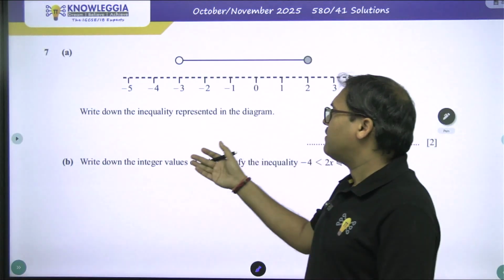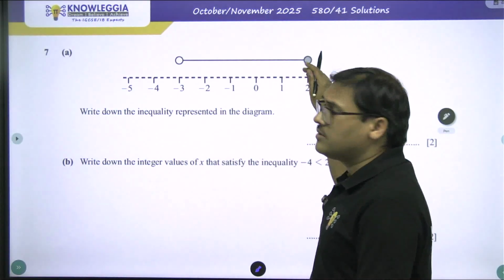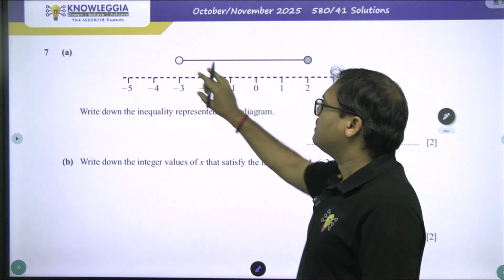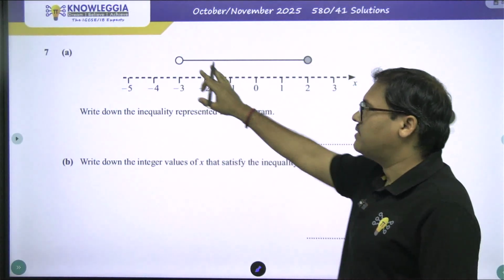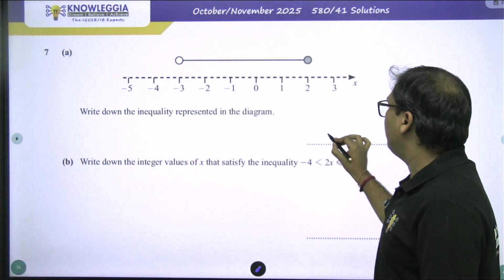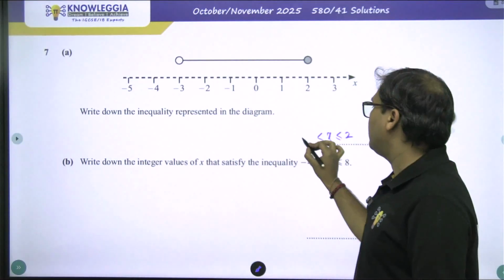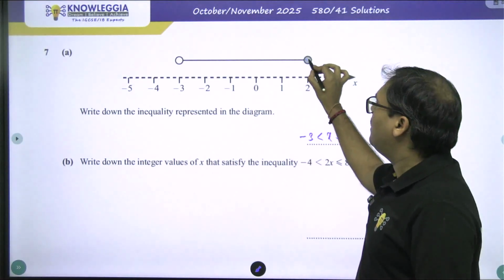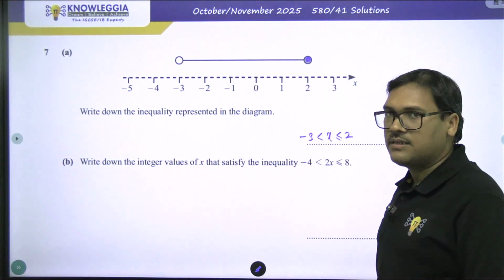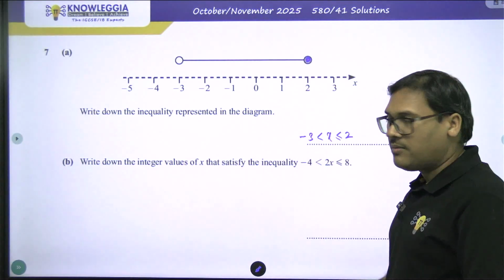Here you have to be careful. This is a closed circle. This is an open circle. This is filled. This is open. So what is this? We will write x is less than or equal to 2, greater than minus 3. If this is a dark circle, that means you will have to include the point.